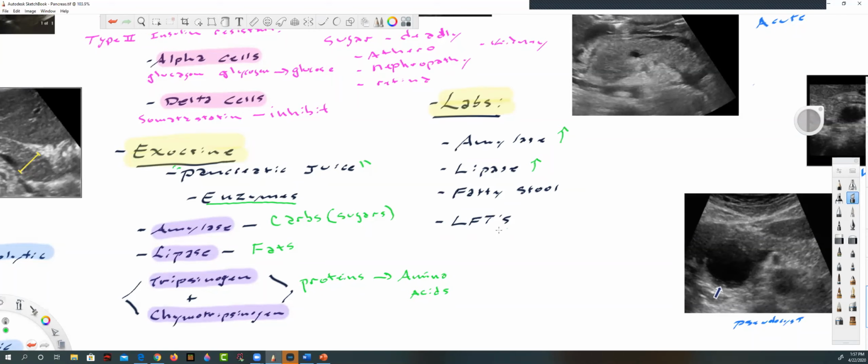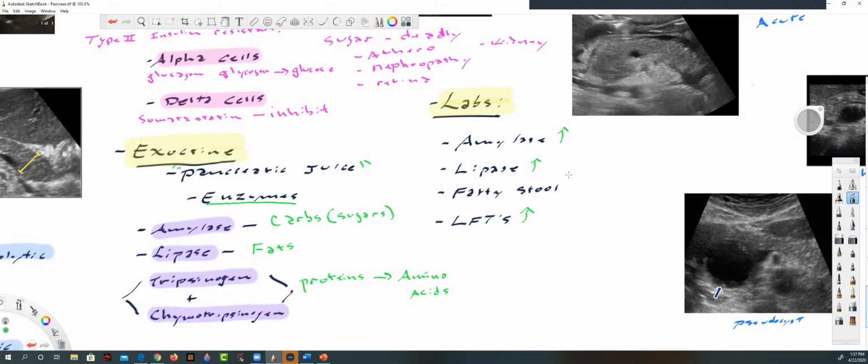And liver function tests. The LFTs will actually be increased with pancreatitis because the pancreas and the liver are so closely related, not only physically, but they work together. So when one is upset, the other one feels bad and gets upset with it.